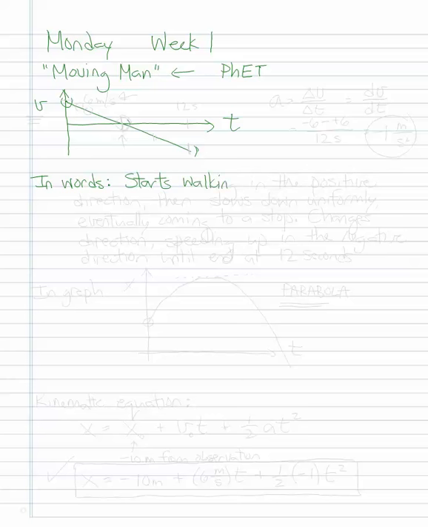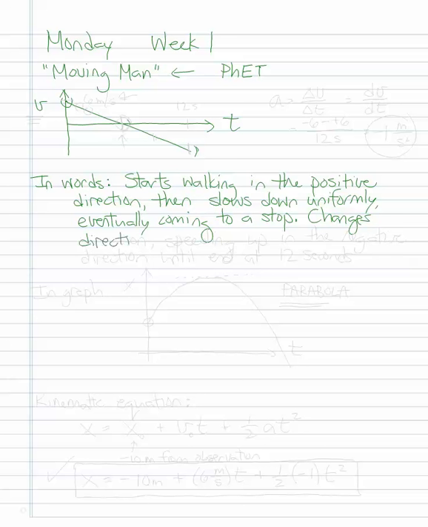He starts walking in one direction, whatever the positive direction is chosen to be. And then slows down uniformly, eventually coming to a stop. He then changes direction, speeding up in the negative direction, until the end at about 12 seconds.